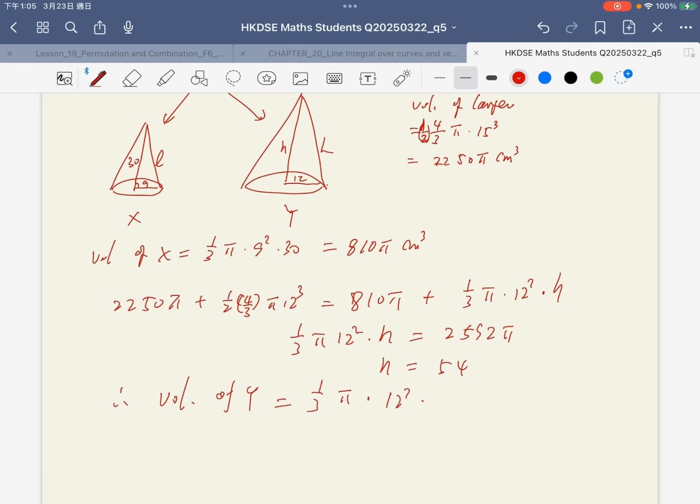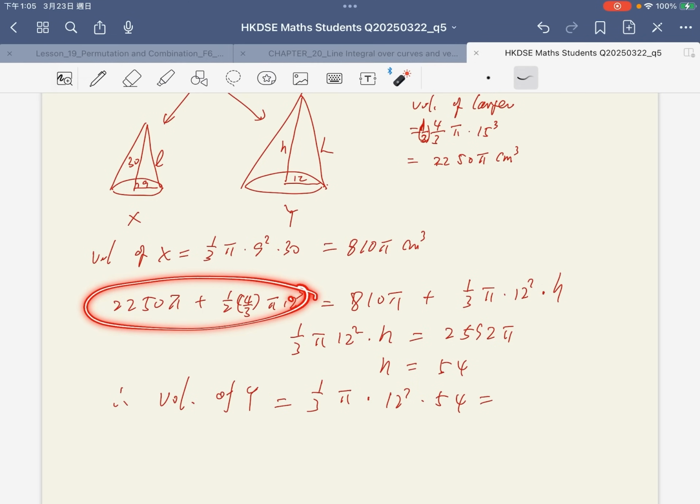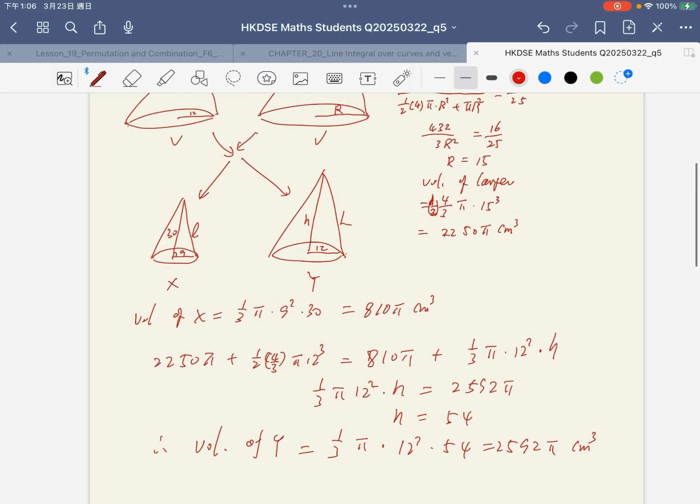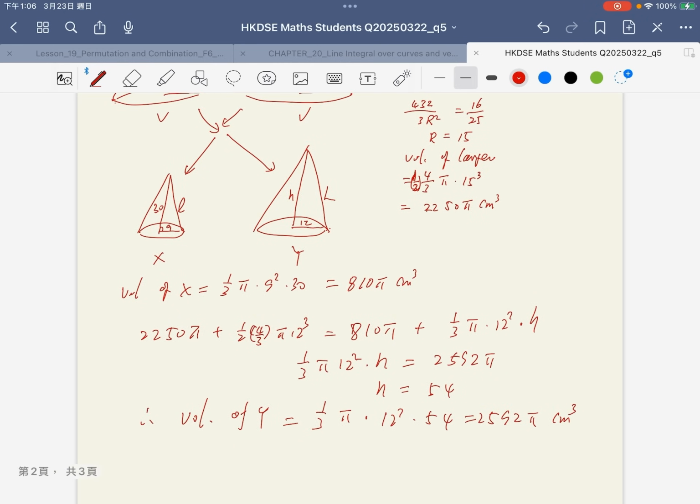Oh, no problem. I think it is okay. Actually, I only need to do this one, minus this one, which is already done. Okay, this is the same: 2,592 pi cm cube. Okay, then next step.